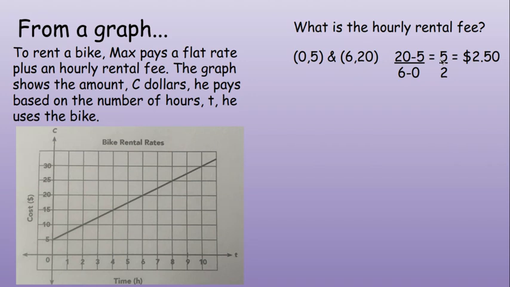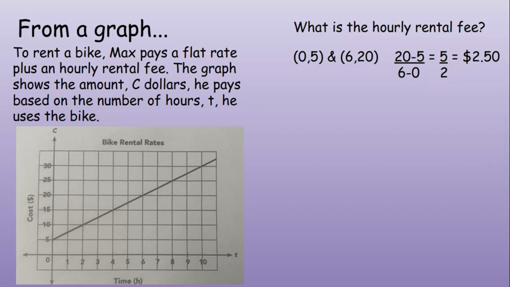But because this is referring to money in this particular situation, it would make sense to change my improper fraction to a decimal. And because it's money, I have to go out to the hundreds place. So this man is paying $2.50 each hour to rent his bike.